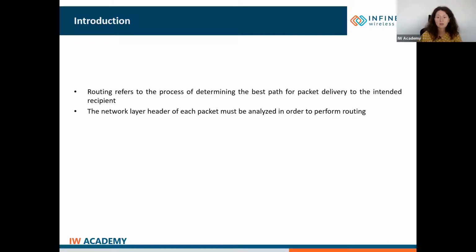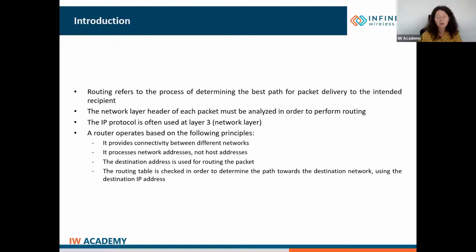The routing process is connected with the analysis of the network layer headers for each packet. Often the IP protocol is used as the network layer protocol, and the router operates based on the following principles. It provides connectivity between different networks. It processes network addresses, not host addresses. The destination address is used for routing the packet. And the routing table is checked to determine the path towards the destination network, determined from the destination IP address.